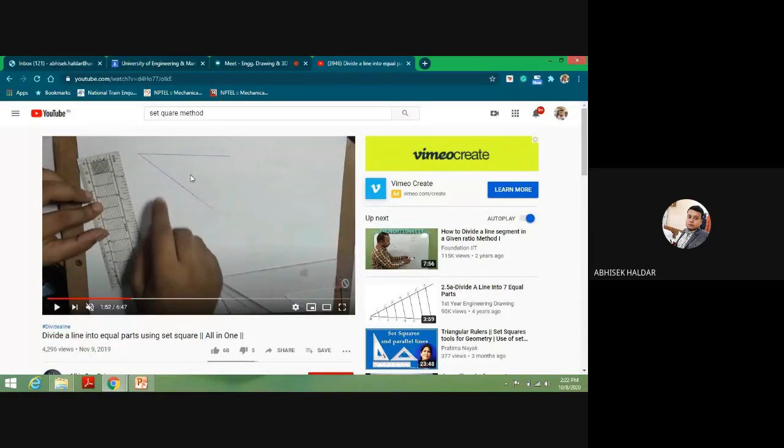Sir, what is the angle between these two lines? Is it variable or will it be any constant angle? Any acute angle. The angle may be 30 degree, 45 degree, 60 degree, any acute angle. Just take an inclined line like this. There is no rule for that. Is that fine?